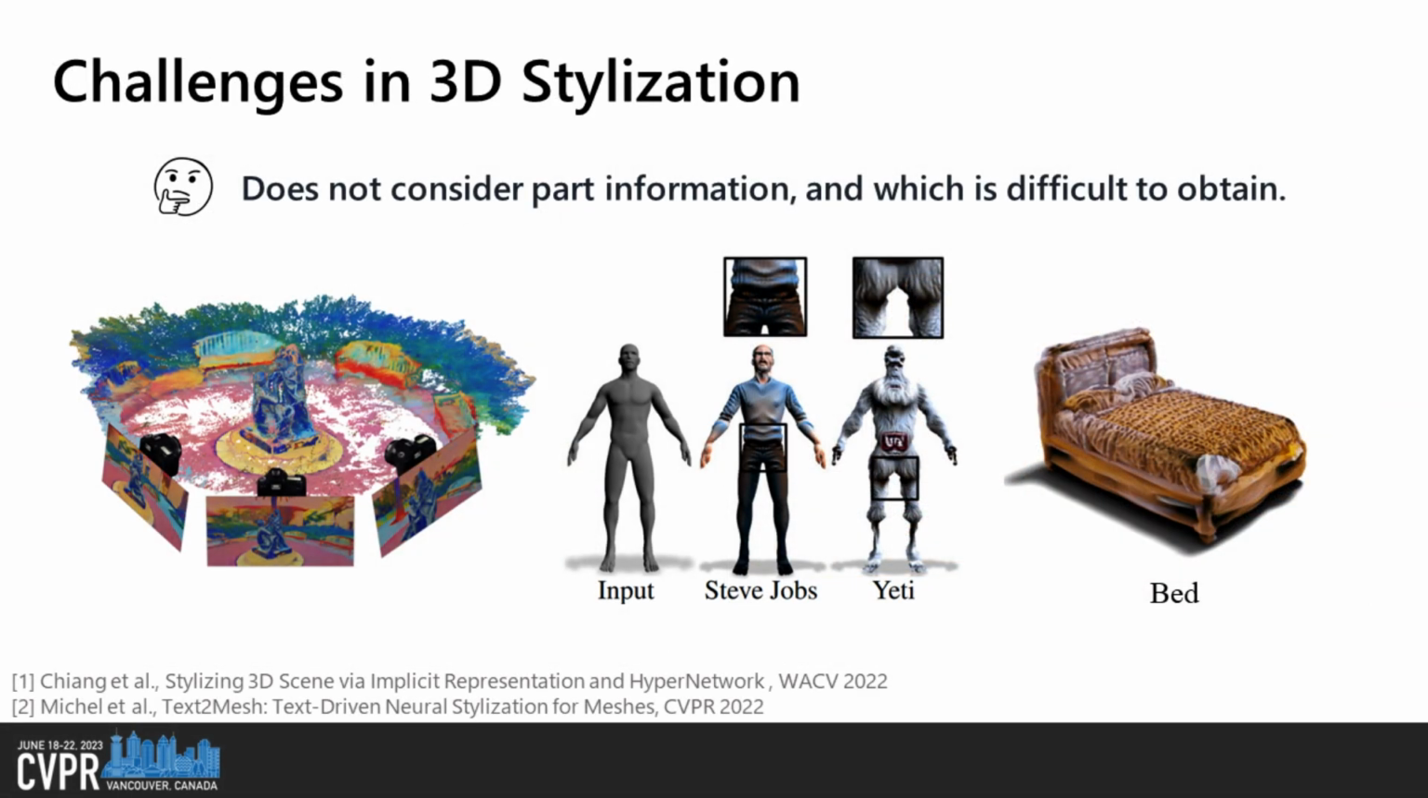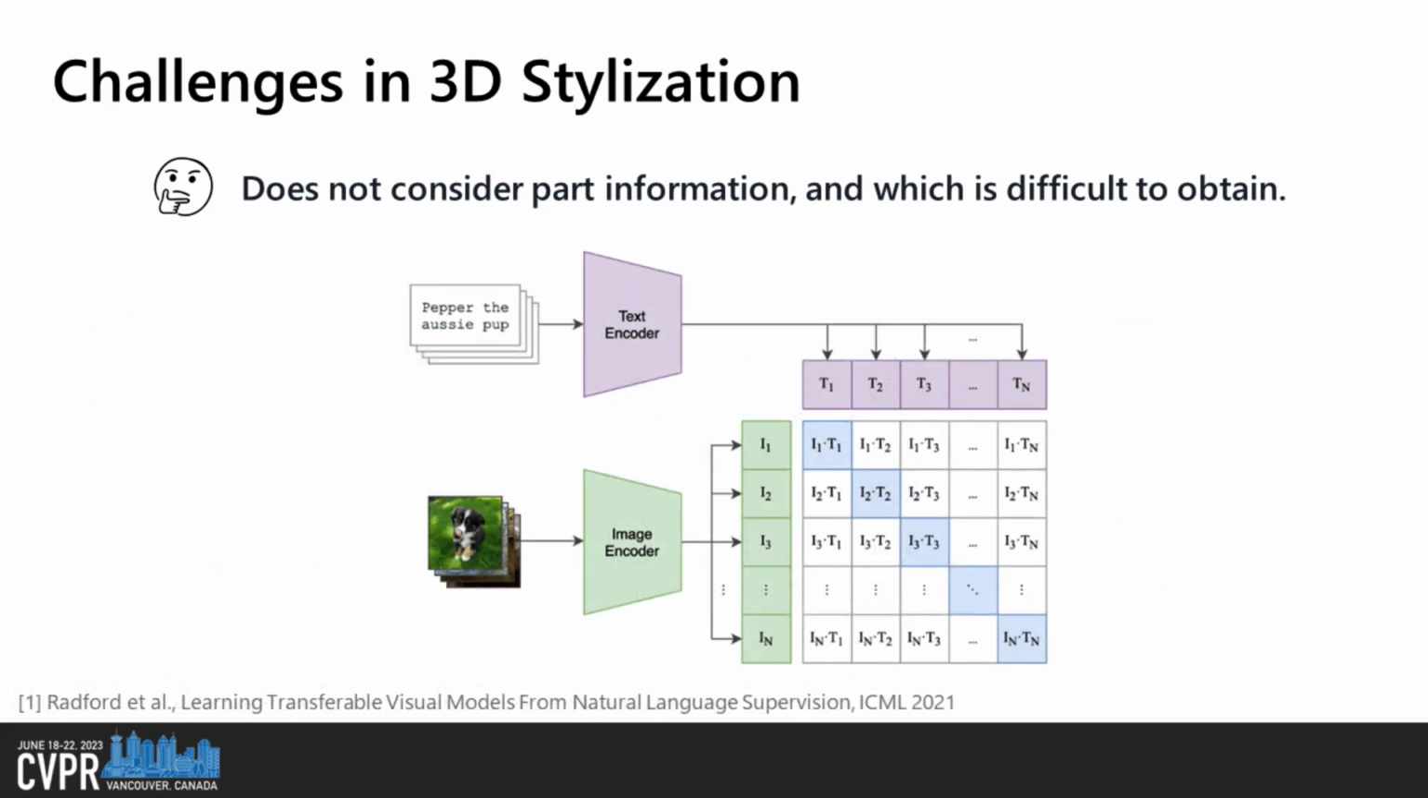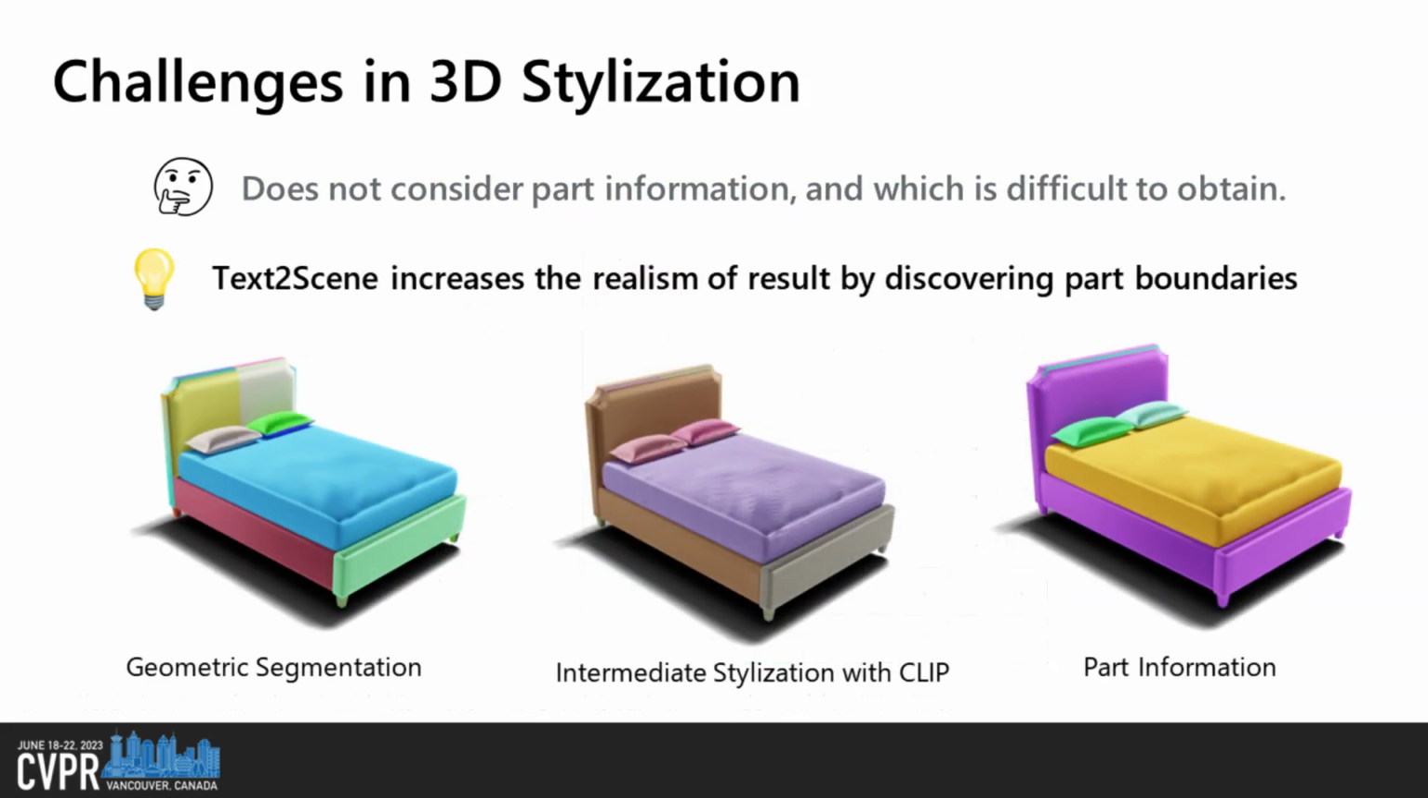Text2Scene effectively addresses two challenges for 3D scene stylization. Previous stylization networks often process the entire scene or an object, which fails to capture distinctive part boundaries. This is because large-scale databases are trained with whole images and do not faithfully represent texture boundaries. In our work, we combine the implicit semantic information of CLIP latent space with low-level geometric segmentation to extract part information for various categories of objects, and greatly enhance the realism of the resulting rendering.